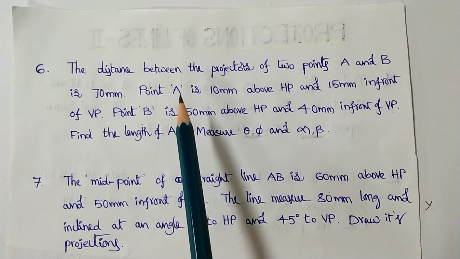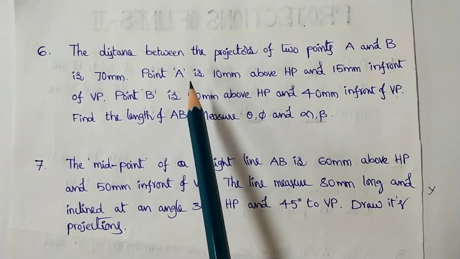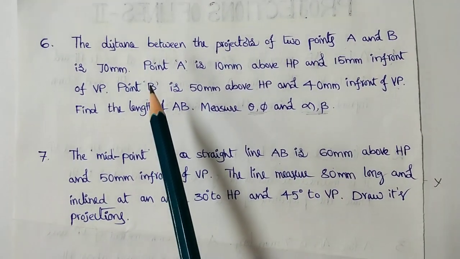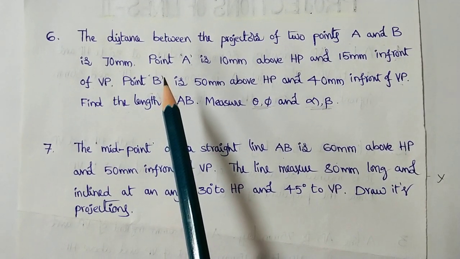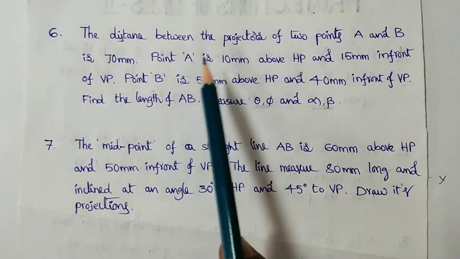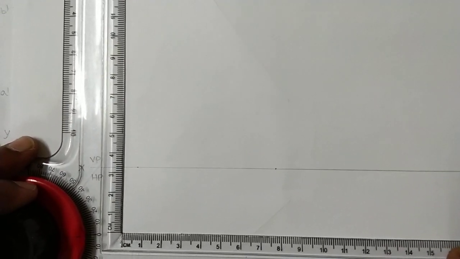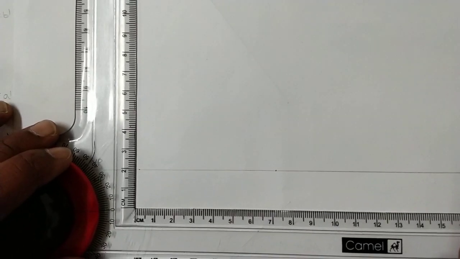Then we can construct 4 locus lines, that means locus of A dash, locus of B dash above the reference line, similarly locus of A, locus of B below the reference line. According to this particular data we can construct these locus lines. Here this one is reference line, above reference line that is vertical plane, below reference line portion is horizontal plane. So here the first end point, that means point A, is located 10 mm above HP and 15 mm in front of VP.